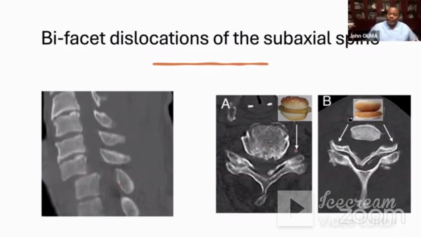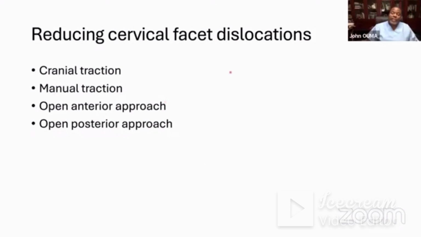When one looks at the CT scan axial sections, again, we're all familiar with the hamburger sign, the normal situation, where we have the normal facets, as well as the headphone sign. I'm pretty sure we're all familiar with the headphone sign, where you've got the uncinate processes of the inferior vertebra acting as a headphone on the superior vertebra. And all this gets lost. If you've got a bifacet dislocation, it looks like the hamburger is now sitting inverted and the headphones are lost. So these are just some of the signs that one can look for, perhaps just for the benefit of some of the younger members of the meeting.